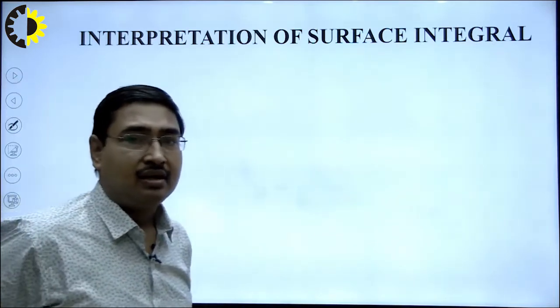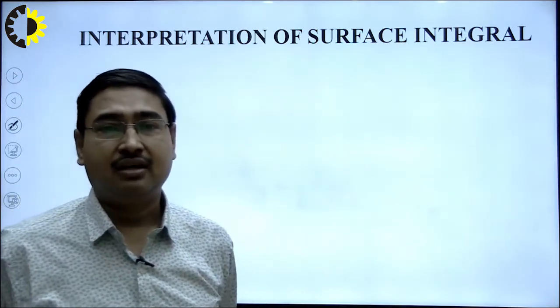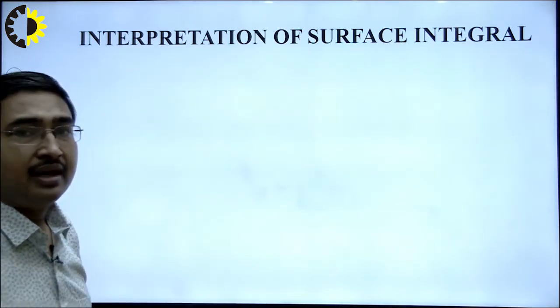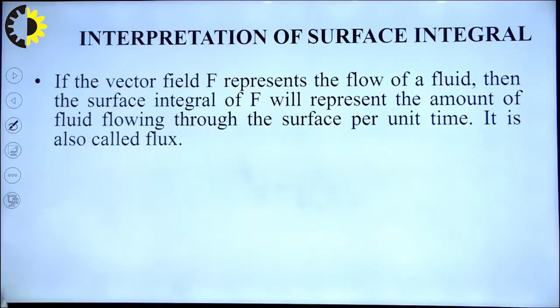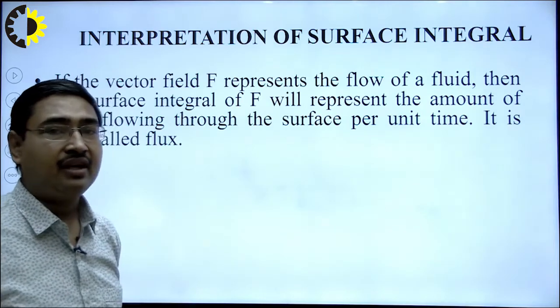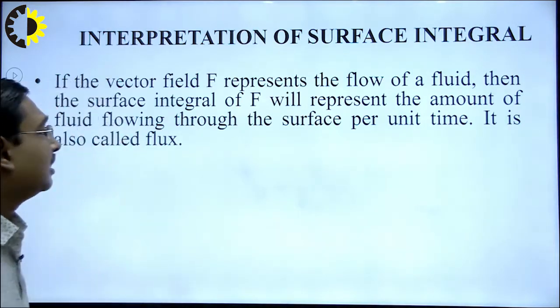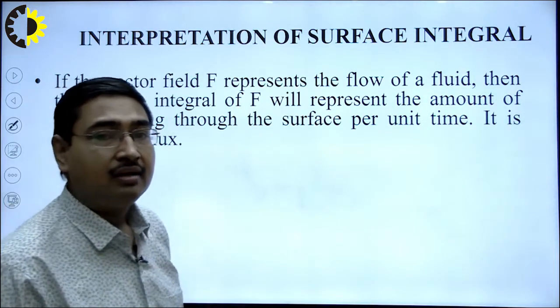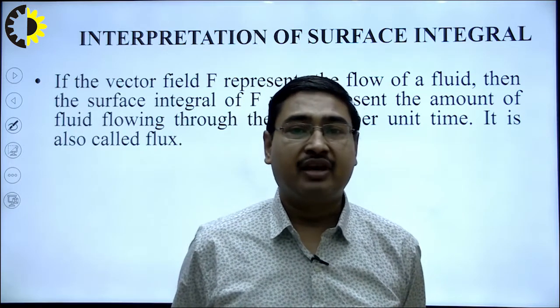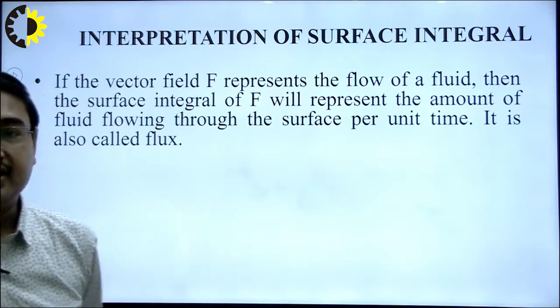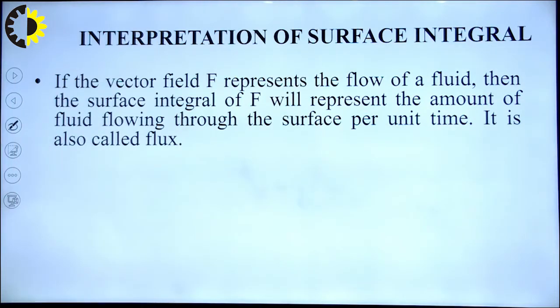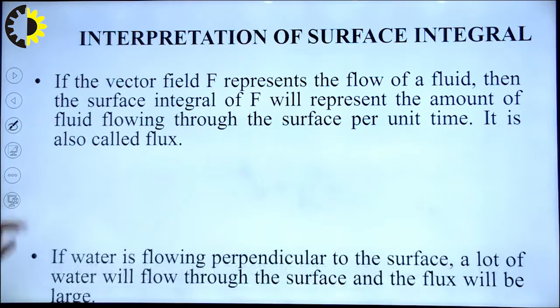n cap is the unit normal vector to the given surface S. We now understand what the surface integral represents, that is, the interpretation of the surface integral. If the vector field f represents the flow of a fluid, then the surface integral of f will represent the amount of fluid flowing through the surface per unit time. It is also called flux.